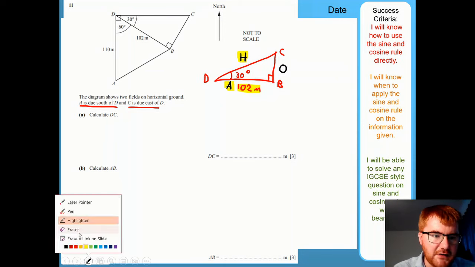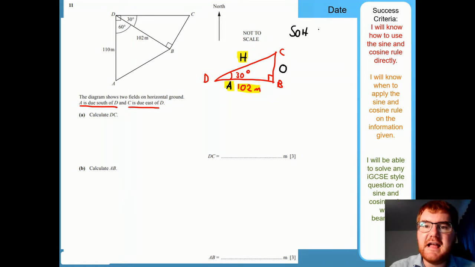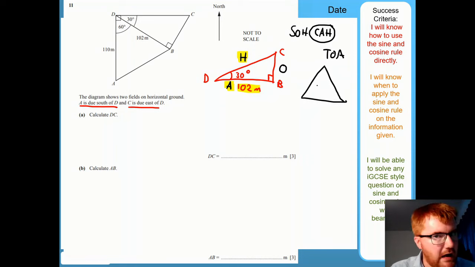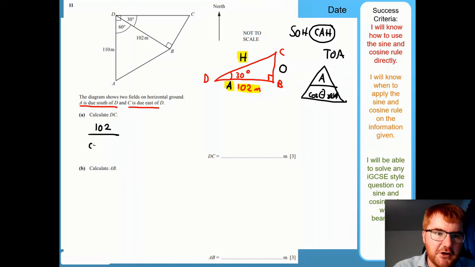So if we think about our SOHCAHTOA, we have a look at which letters we have, A and H. So we're going to be using CAH, so cos. Now, I tend to do this using formula triangles. Again, other teachers may do this slightly differently. So I write this in. We've got the H at the bottom, A at the top. We're looking for the hypotenuse, so I cross that out. And this shows me what calculation to do. We've got the adjacent, which is 102, and we're going to divide by the cosine of the angle, which is the cosine of 30.